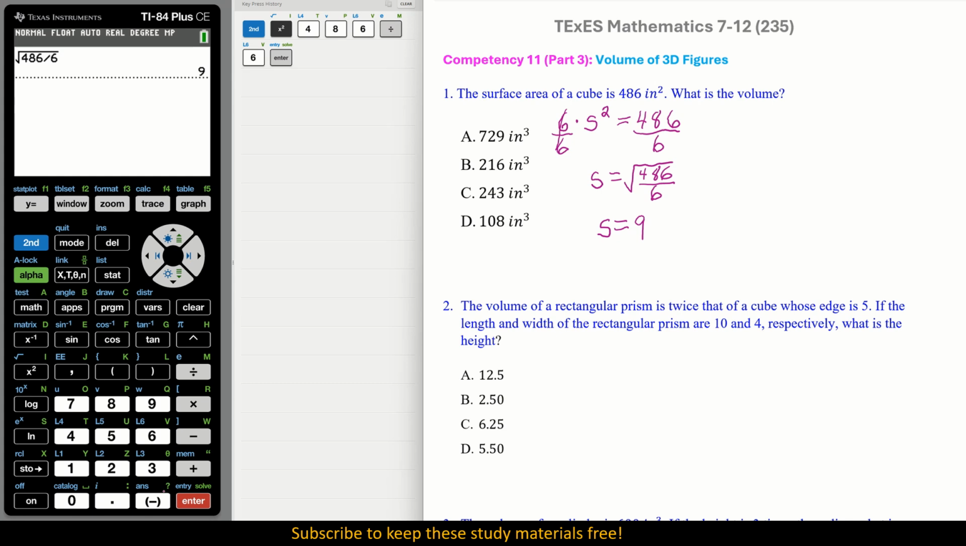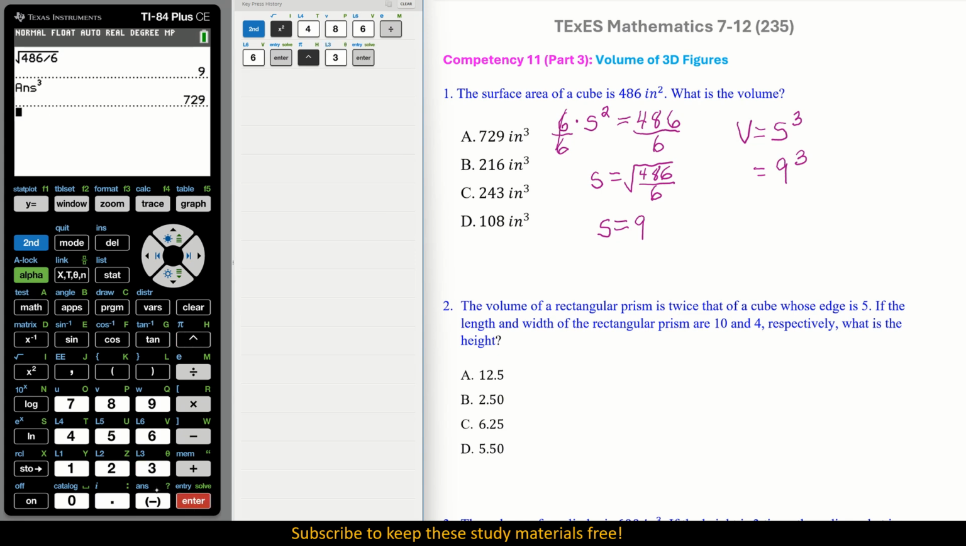So then it says, what is the volume? Well, volume of a cube is just the length of the sides to the third power. So we have 9 to the third. We still have 9 in the calculator. All we have to do is carry it up, push 3. Notice that the calculator knows what we're doing, and just push enter. And that gives us the volume.